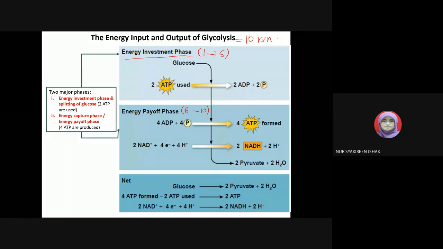So for the first phase, 2 ATP is used. When ATP is used, it means that the ATP is hydrolyzed to release energy, and the products of the breaking of ATP are ADP and also phosphate. And then for the energy payoff phase, 4 ATP produced, 2 NADH produced, and 2 pyruvate produced. So the net production is 2 pyruvate, 2 ATP, and also 2 NADH. Yang ini awak kena ingat. Glycolysis also produces water.